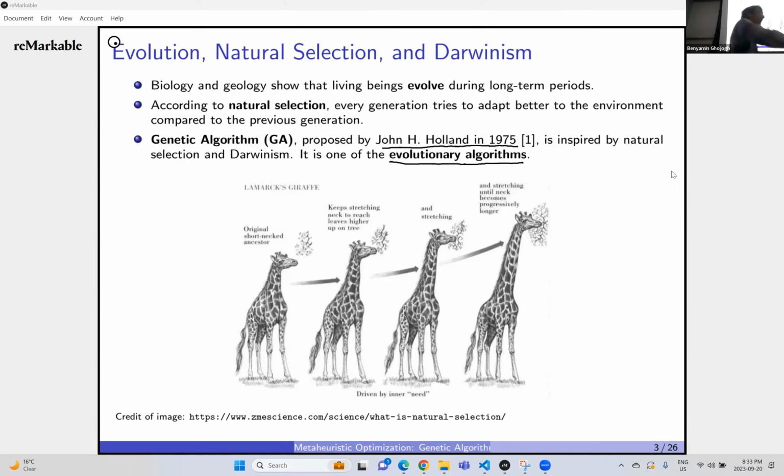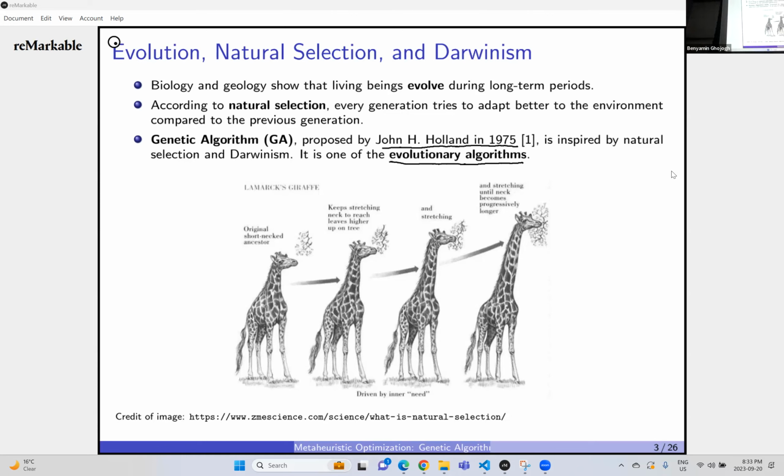Evolutionary algorithms is also a field of a lot of different algorithms. Actually, if you know arXiv, right? One of the categories of arXiv is evolutionary computing, right? So it's such a big thing that it has become a category of arXiv preprints. Okay, evolutionary algorithms. Another example of evolution is giraffes.